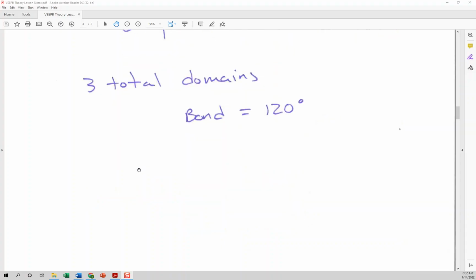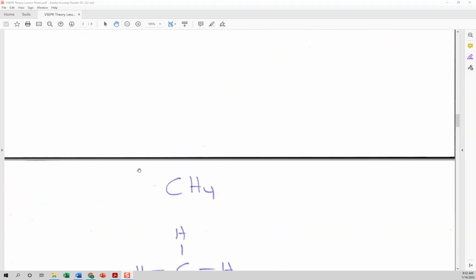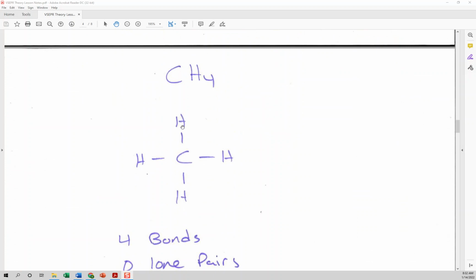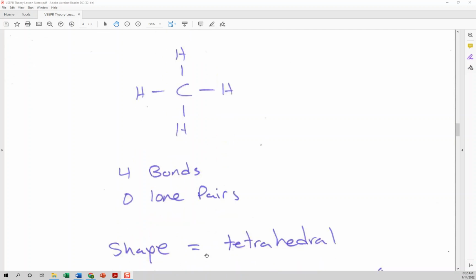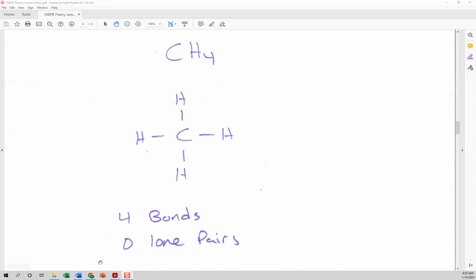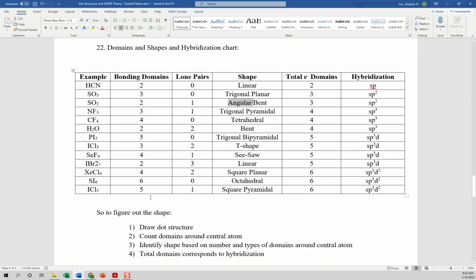All right, so now let's move on to 4 domain shapes. So CH4 is one, methane. If you drew the dot structure for methane, it's pretty simple. Okay, 4 bonds, 0 lone pairs. That shape is called tetrahedral, right? So again, we'd go back to our chart. We got 4 bonds, 0 lone pairs. That's tetrahedral shape. Great.